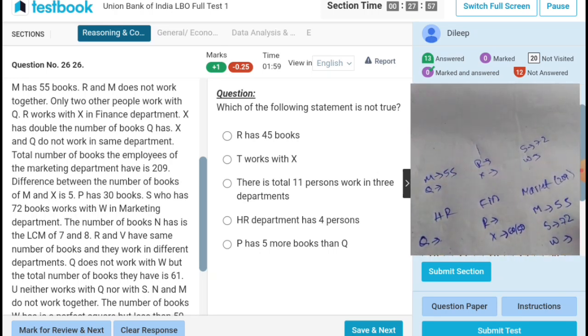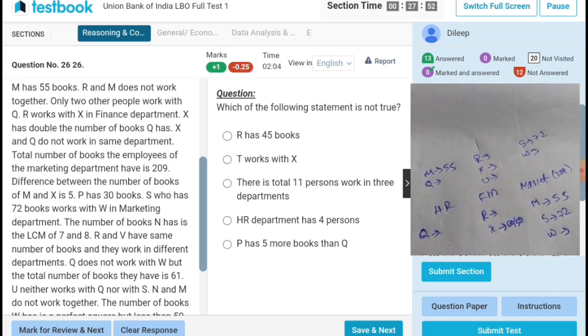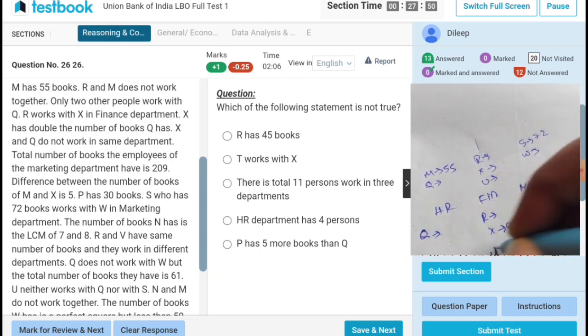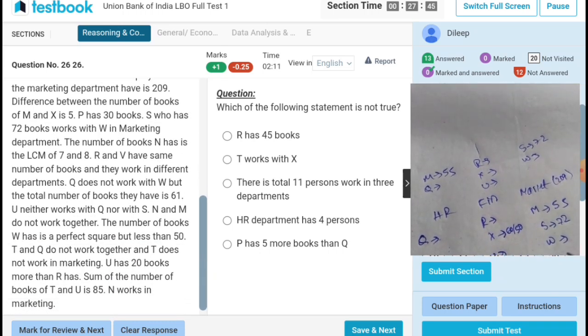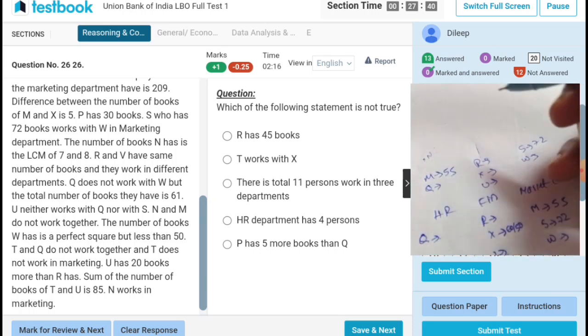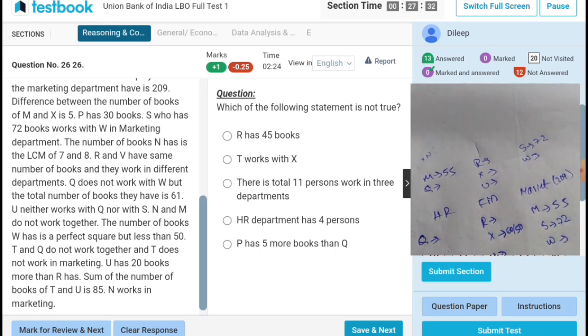U neither works with U or X. And N and M do not work together. The number of books W is a perfect square but less than 50. 36 or 49, 25 or 16. T and Q do not work together.